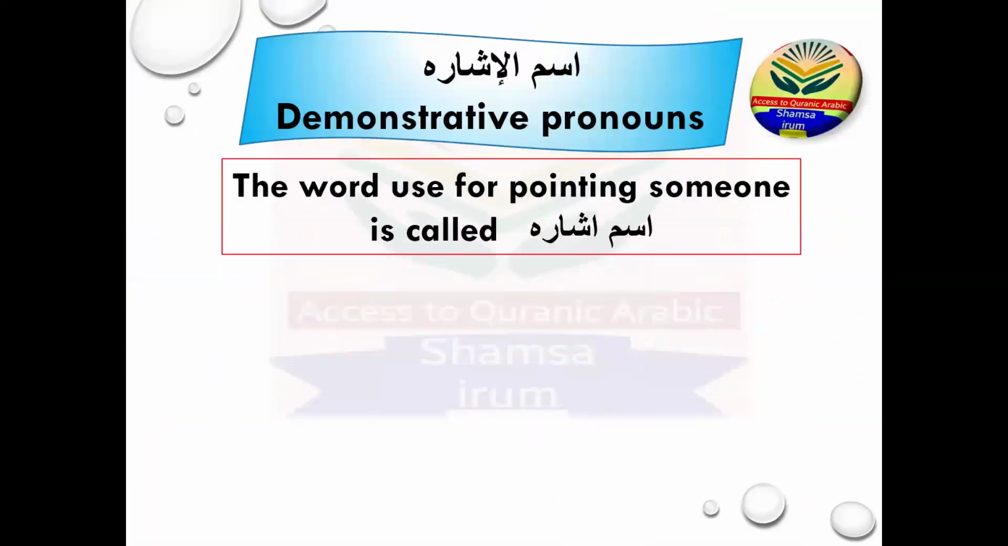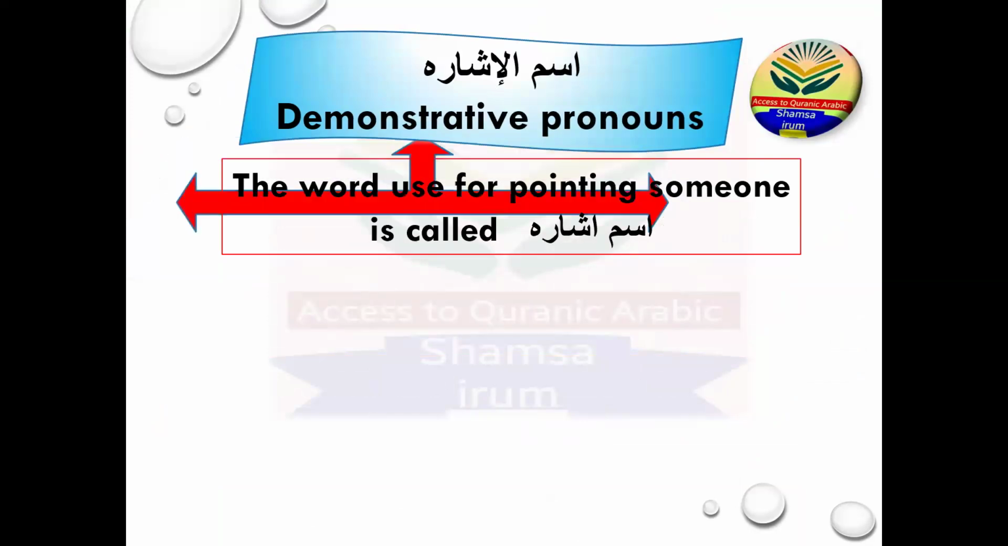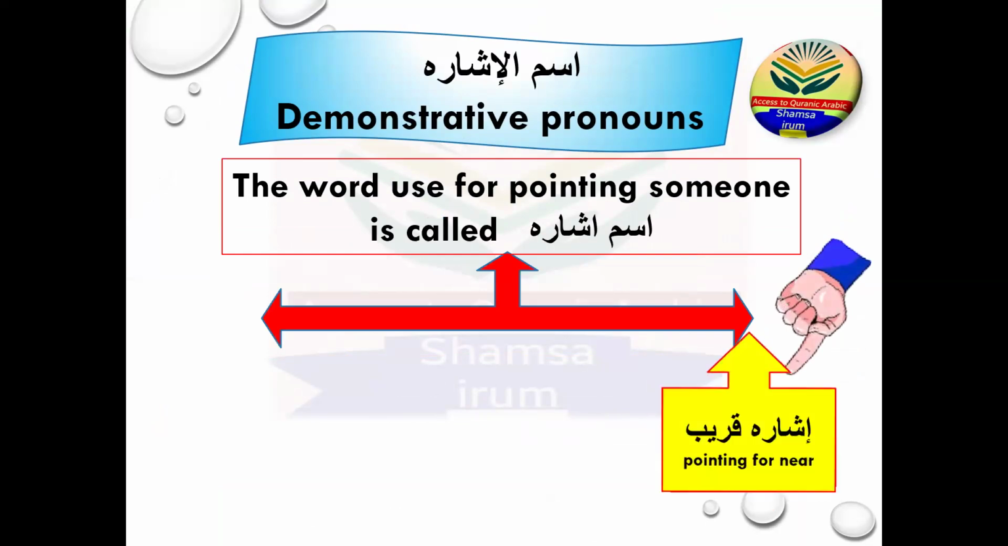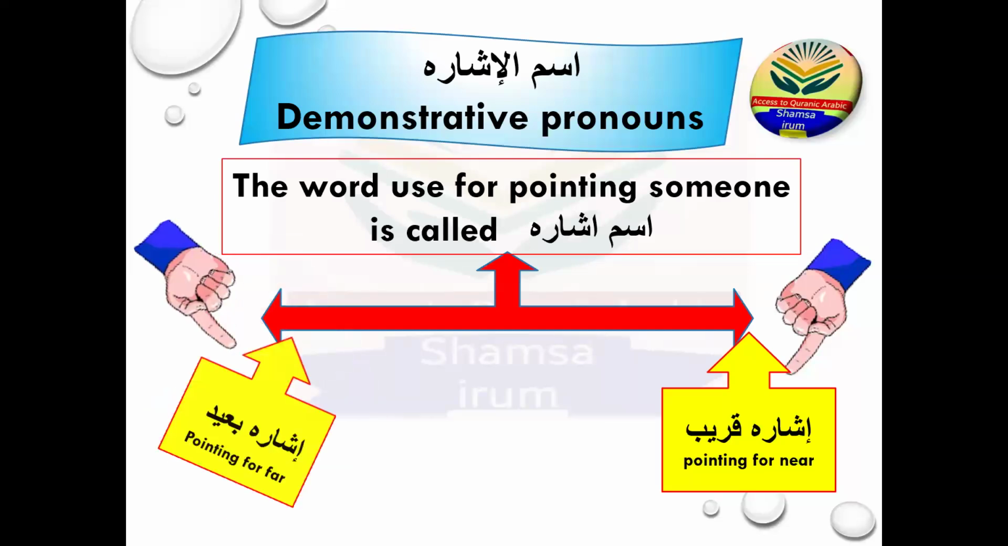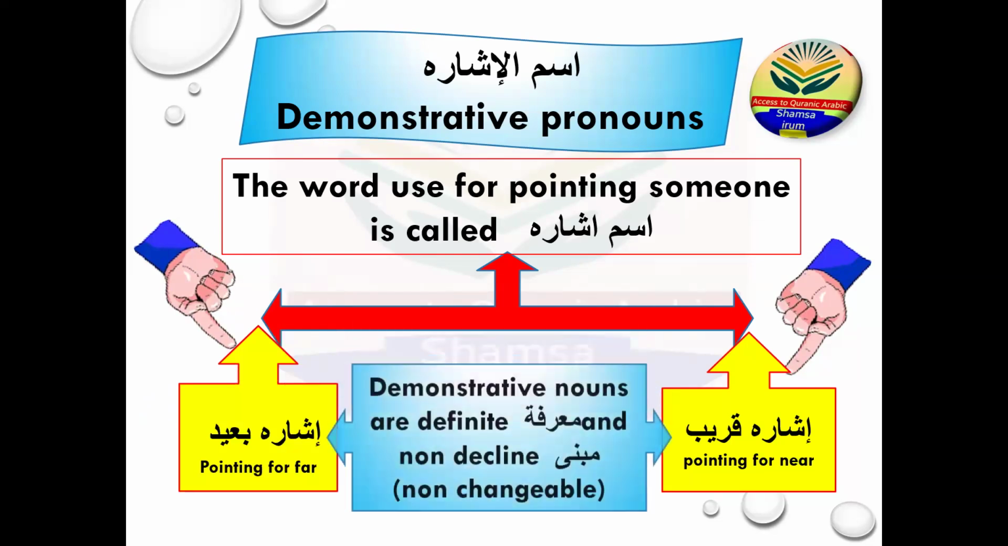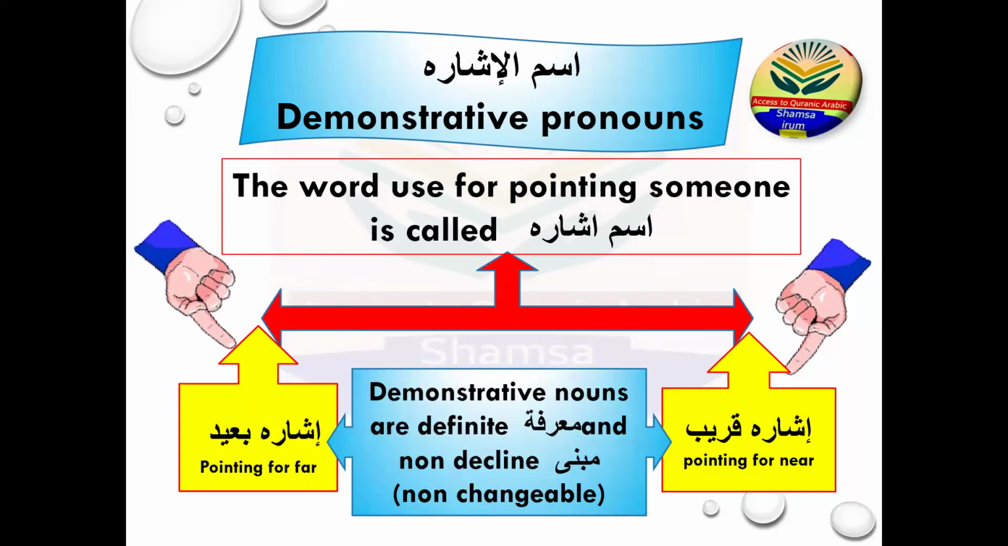In Arabic, the word used for pointing to someone is called ism ishara. And these ism ishara are the same as in English. They are of two types. The first one is Ishara Qarib, pointing for near, like this and these. And the other one is Ishara Ba'id, pointing for far. And one other thing we must know about the demonstrative pronouns in Arabic is that they are definite.